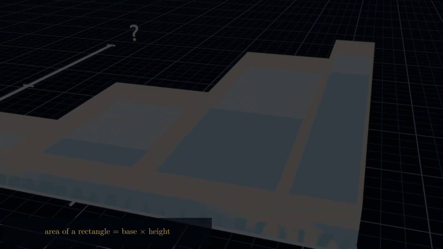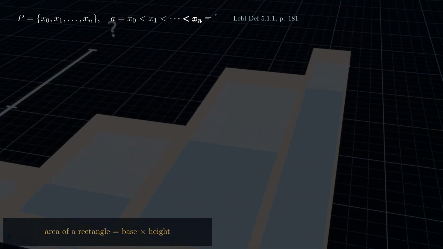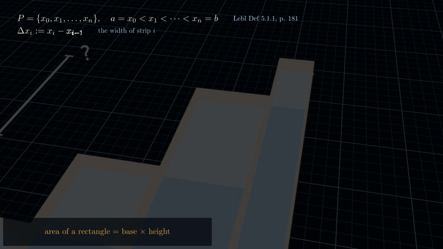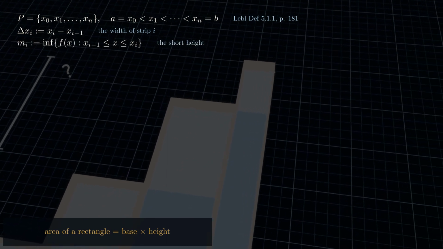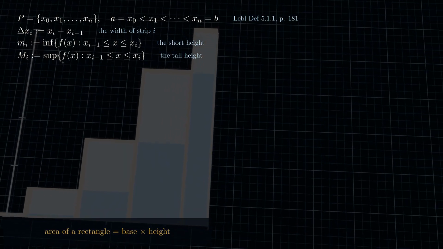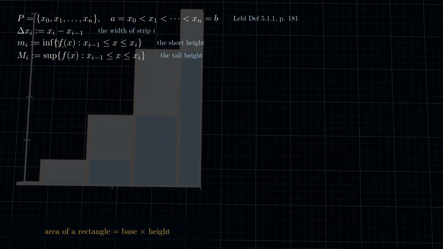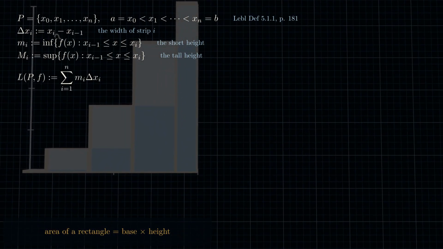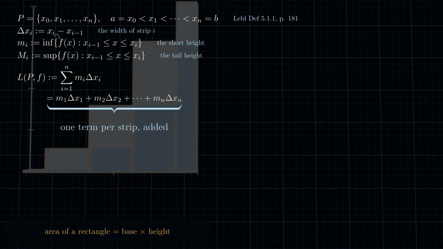Fix a bounded f on the interval from a to b and a partition P. On strip i, let little m_i be the infimum of f and big M_i the supremum. Short height, tall height. The lower sum is the total area of the short rectangles: m_1 delta x_1 plus m_2 delta x_2, on to the end, the sum from i equals 1 to n of m_i delta x_i.